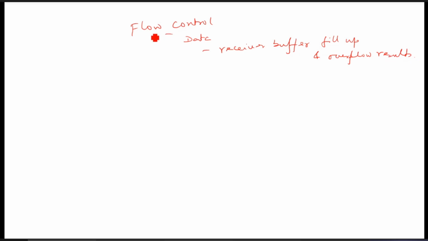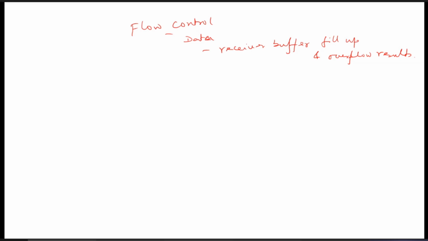If this flow control is not there, right? So for these things, a flow control technique is required. So basically, what is flow control? Flow control is a technique through which the transmitting entity does not overwhelm the receiving entity with data.